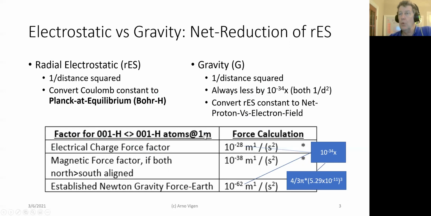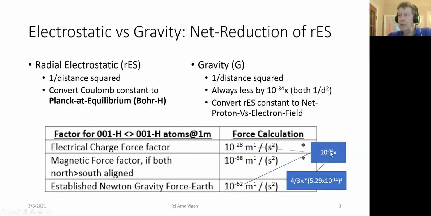So I did this at 1 meter just to show the strength of the hydrogen atom in this calculation. The electrical charge, obviously, is there because it's an electron and a proton, separated. And the gravity force is the system of the pair of them.